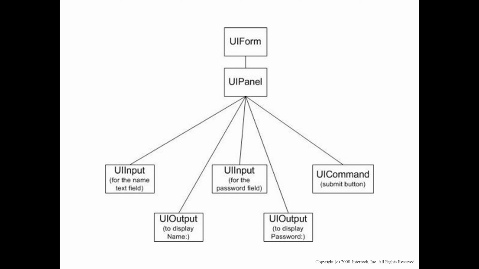Then we have, just to give you a basic idea of what happens, a section of the UI component tree that would get created. So here the form would contain the panel, which would contain an input component widget for the name of the user, one for the password, one for the submit button, one for the label, one for the other label, etc. So you can see this is just a little piece of a much bigger tree representing the whole page.